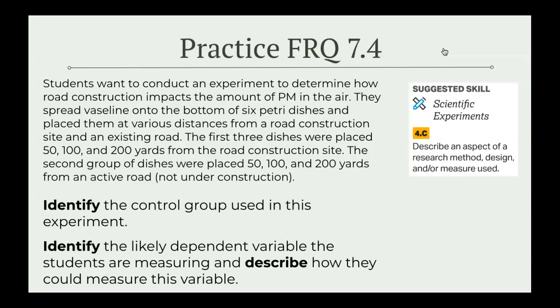So the first 3 dishes are going to be placed at 50, 100, and 200 yards from the road construction site. And then the second group of dishes are going to be placed at the same distances, 50, 100, and 200 yards from an active road, but one that's not under construction. I would like you to identify the control group that is used in this experiment, and then the likely dependent variable the students are measuring, and then describe how they could measure this variable. So how are they going to get any data from this type of experiment?